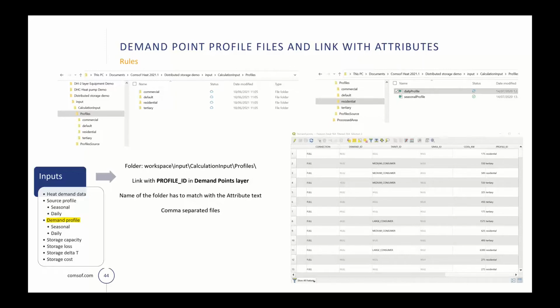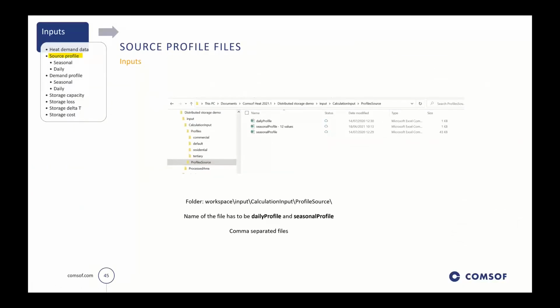Then just make sure that the profile ID that you're using in the demand points, you can see it here, the profile underscore ID has an attribute residential here, and that will link then to the folder indicated here. So this name has to match to make sure that the files are correctly found. For the sources, similar principle. We have an additional folder, profiles of the source. And here again, the files need to have the fixed names, daily profile or seasonal profile, to be recognized.